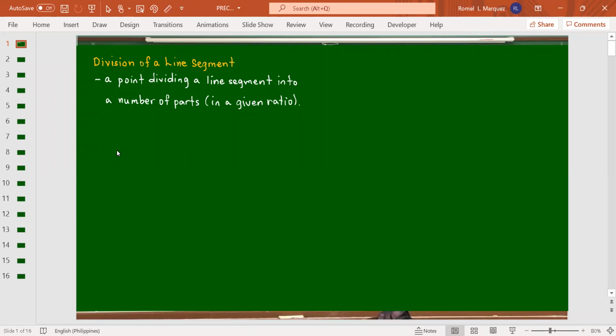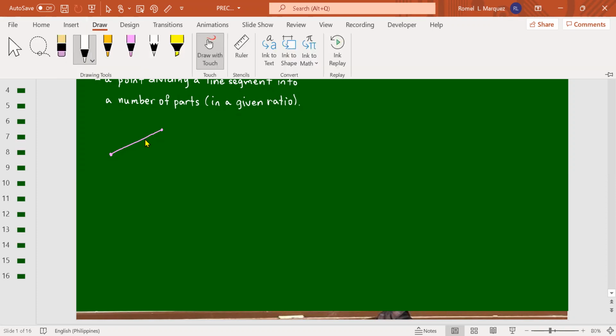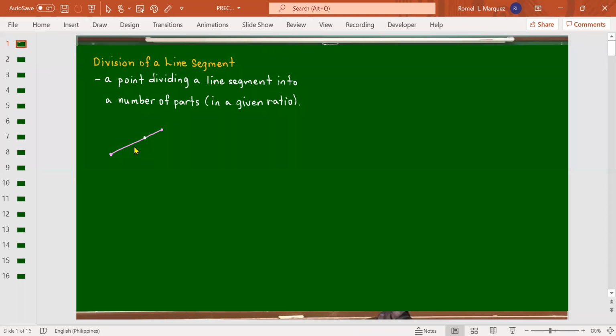So if I have, let's say, a line segment given by this, and it is divided in between, let's say, into two parts. So this is the first part, and this is the second part. Okay, guys? They are not equal generally, but can be equal if this point is at the middle. So if this is the point of division P, and this is my first point, and this is my second point, we call P the internal point of division.